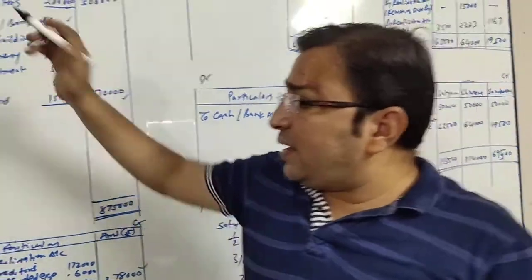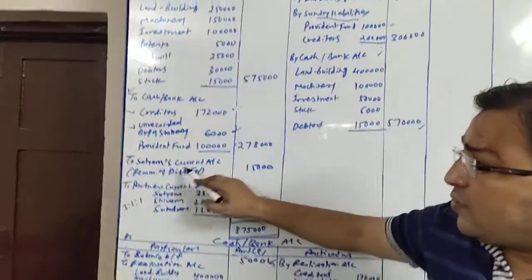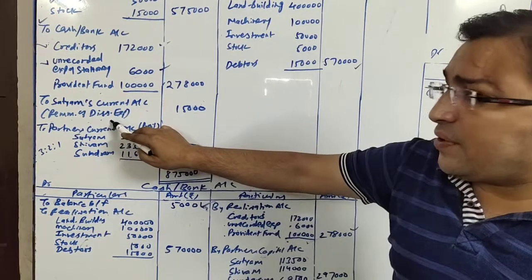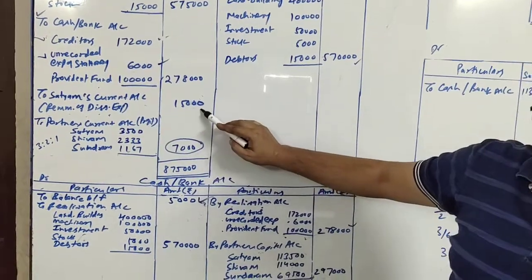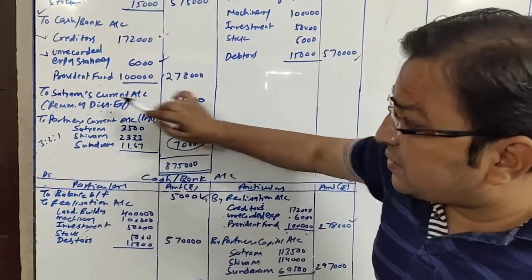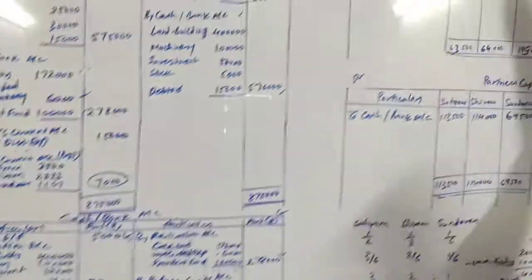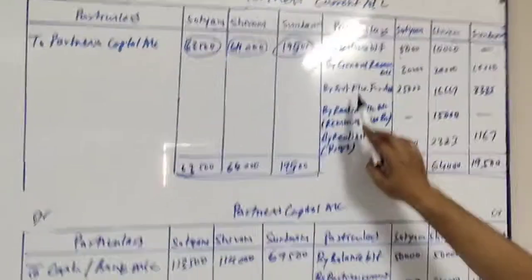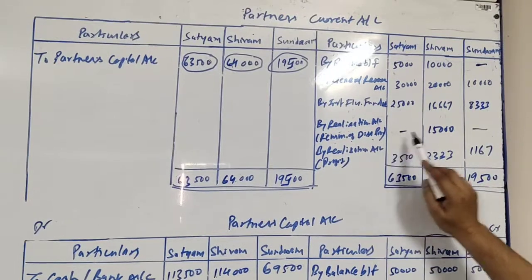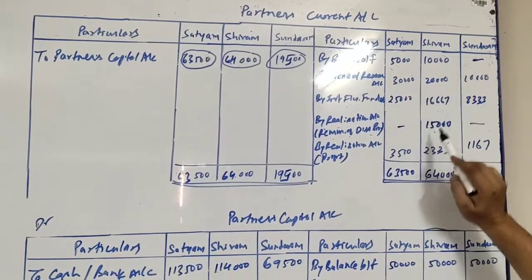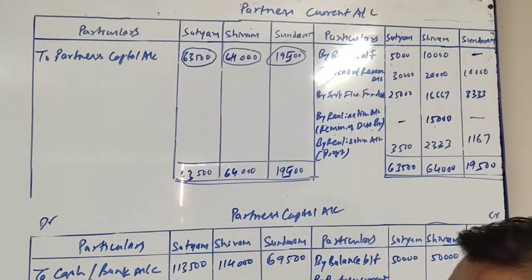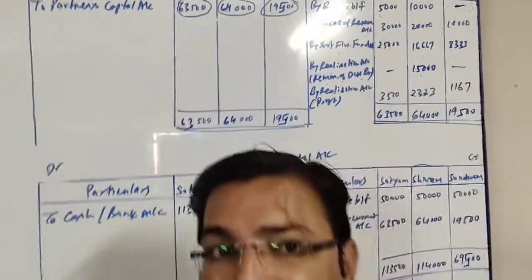Okay, so we know for that entry becomes realization account debit to partner capital account. So here realization account debit side we have written to Satyam's current account. What is it? Remuneration of dissolution process. How much? 15,000. Right? And the same will be credited to Satyam's current account. So here in current account of Satyam, by realization account, remuneration of dissolution process, how much? 15,000 in the column of Satyam.